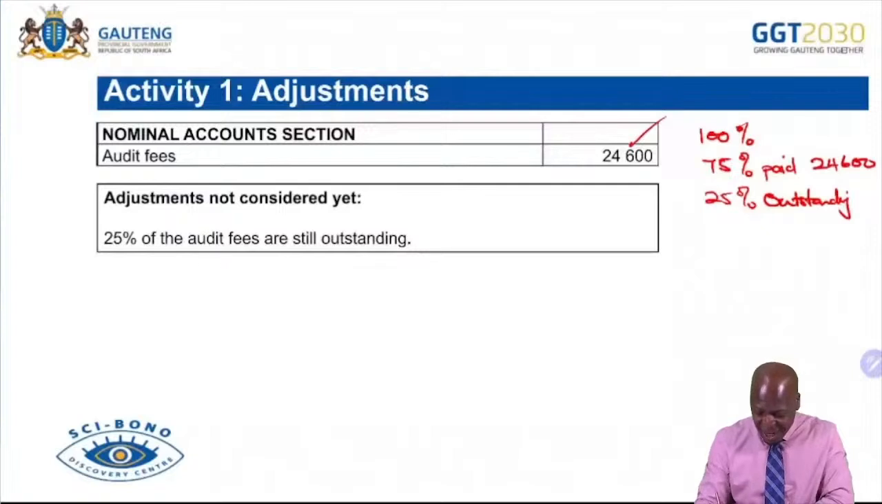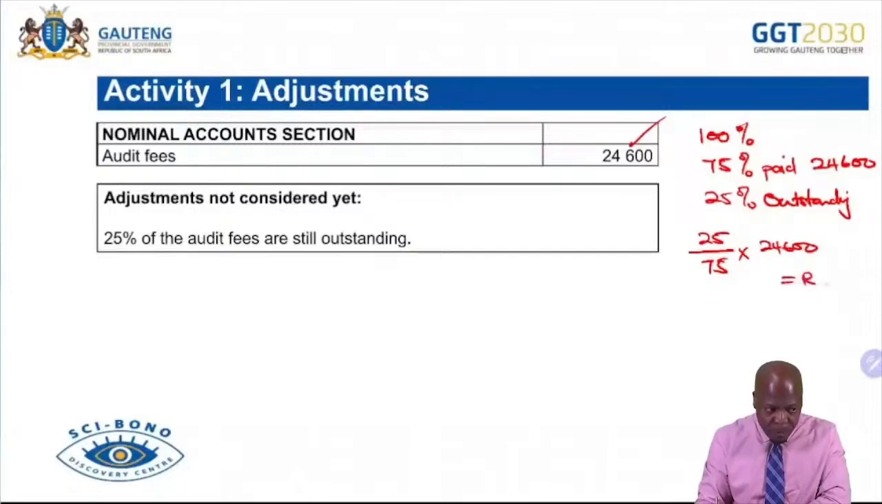We always add it. So let's get that one. If we are to get that one, we are going to get 25, and what we have is 75, and what we have is 24.6. Therefore, what we were looking for is going to be how much? It becomes your 8,200. This is what we then record in the income statement, and this is what we record in the balance sheet.